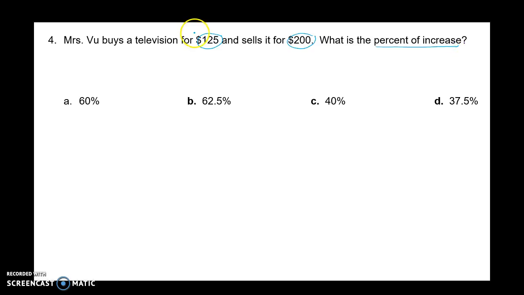So she bought it here. So this is the starting point. So I'm going to put my asterisk so I know that that's my original. So change over original equals percent over 100. So I don't know the percent, but I know it always goes over 100.